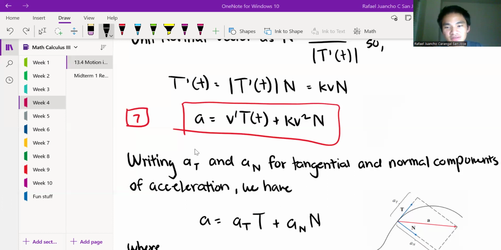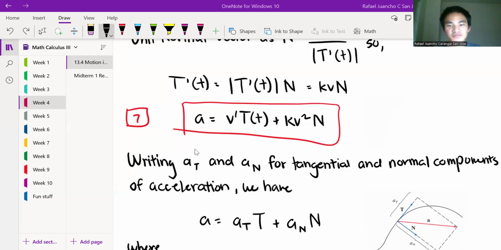High speed around the turn has the same effect. In fact, if you double your speed, our normal component of acceleration is increased by a factor of 4. Okay, this is probably some physics thing.